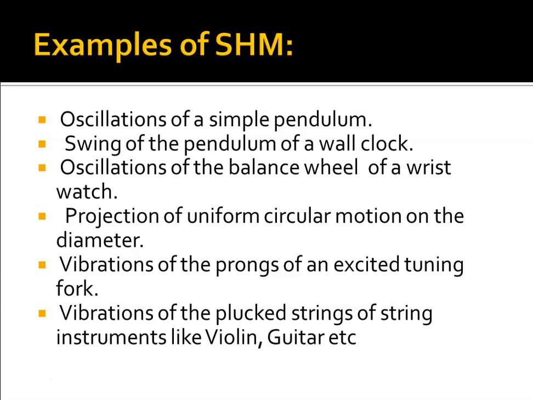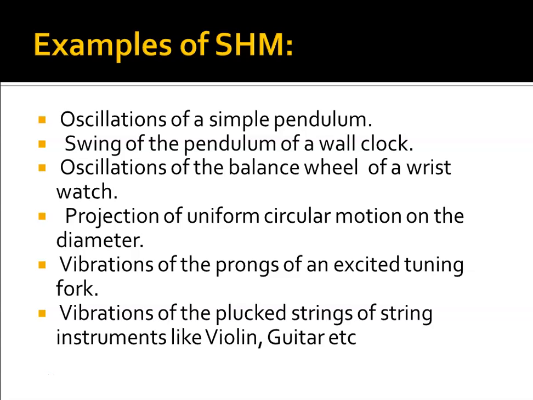Let's discuss some various examples of oscillating systems. The oscillations of a simple pendulum, the swing of a pendulum of a wall clock. As I explained, in the olden days, there was a pendulum at the bottom of the wall clock which would swing for a period of time. Each swing is considered as 1 second. Then, oscillations of the balance wheel of a wristwatch. In the watch which works based on a key, if you open it and see, there is a wheel which rotates back and forth halfway. That is considered an oscillation.